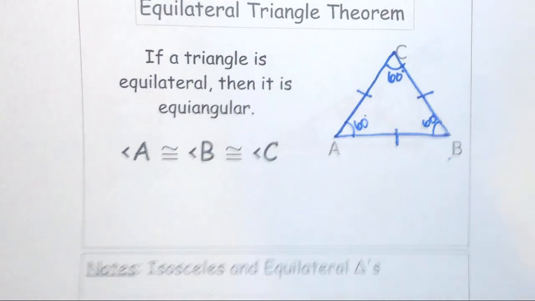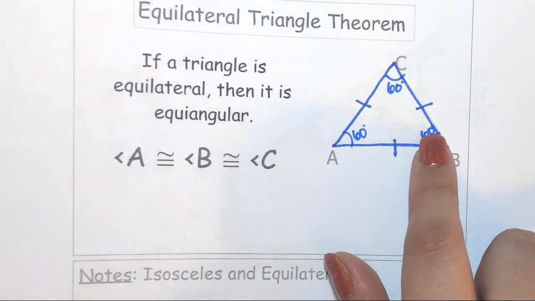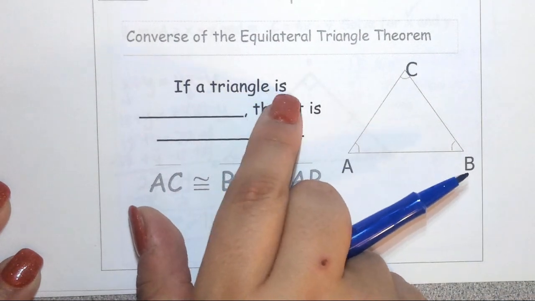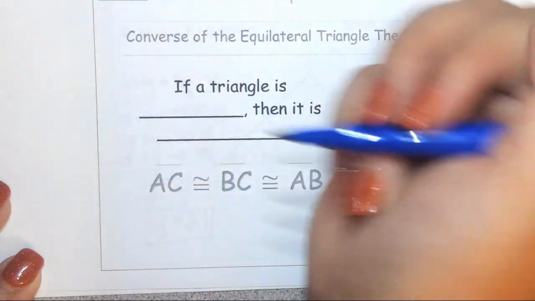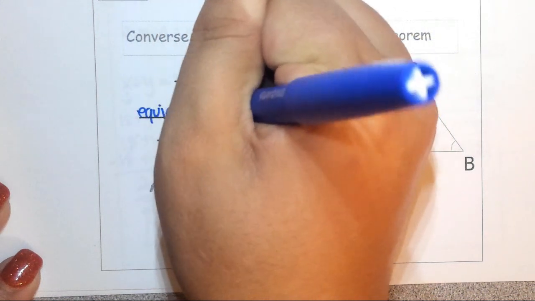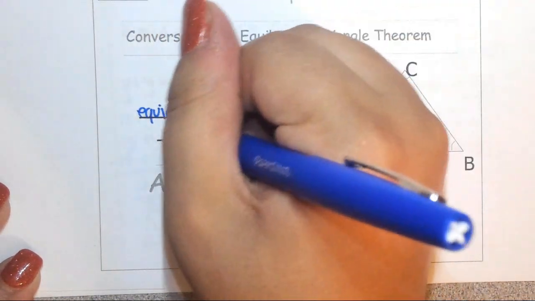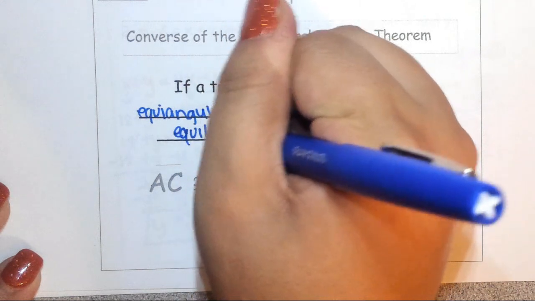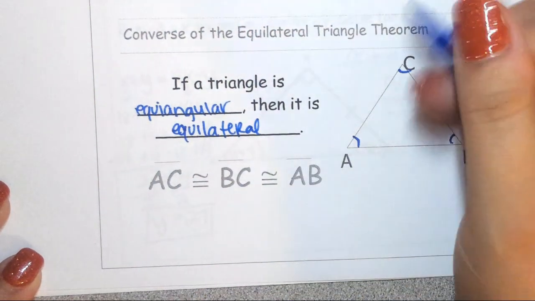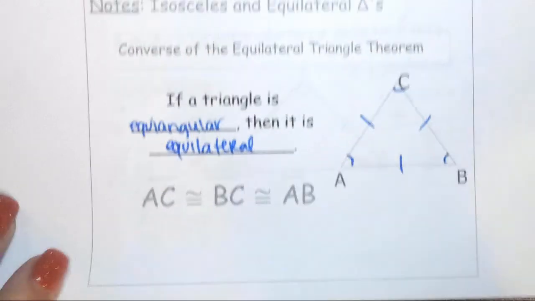If all my sides are congruent, then all my angles are. The converse is also true. If a triangle is equiangular, this is the converse, then it is equilateral. So if all my angles are congruent, then what can I conclude? All the sides are congruent.